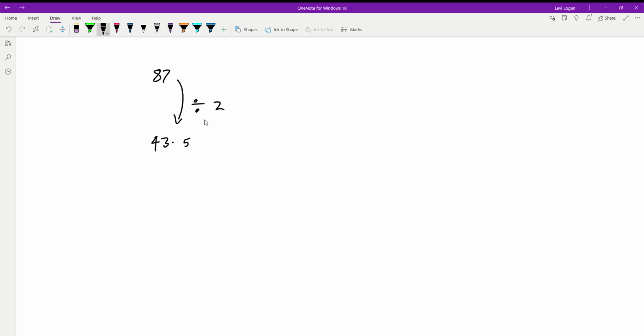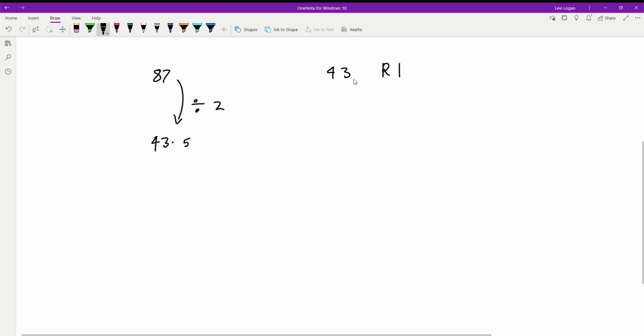So what we do is we write 87 divided by 2, and I like to write it in a column. That's going to give you 43 with a remainder of 1. Now this is very important, taking note of these remainders. We do have a remainder of 1 because of that 0.5.